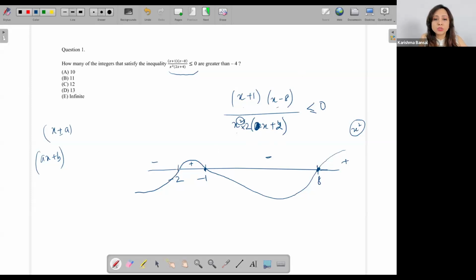Now I have my -2. Can x be equal to -2? Is this possible? No, it is not possible, right? Why? Because it's in the denominator. My x cannot be equal to -2. If x is equal to -2, my denominator will become 0, which is not allowed. GMAT only deals with real numbers, which means that x cannot be -2 even though I have the less than or equal to sign over here. It just means that -1 and 8 are possible.